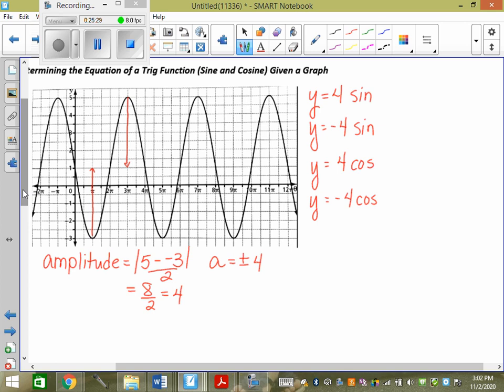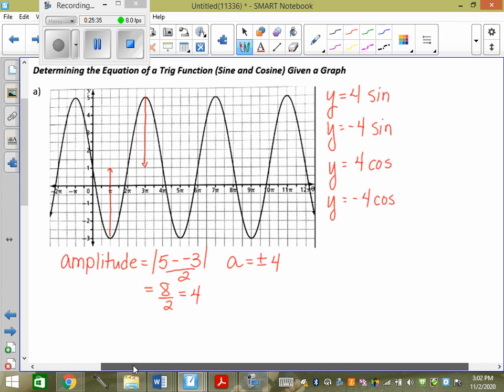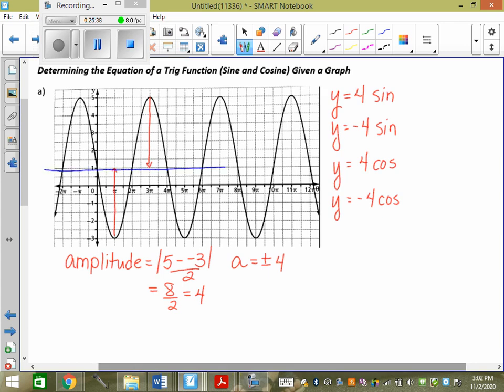Right? And where those two amplitudes meet, give me my what? Midline. My midline. So it's at y equals 1. If you don't know that, you can still find your midline by doing y equals max plus min divided by 2. So it's going to be 5 plus negative 3 divided by 2, which is 2 divided by 2, which is 1. Same thing, right? Got the same answer by either meeting where my amplitudes meet or using the formula max plus min divided by 2. And that's going to be the back.